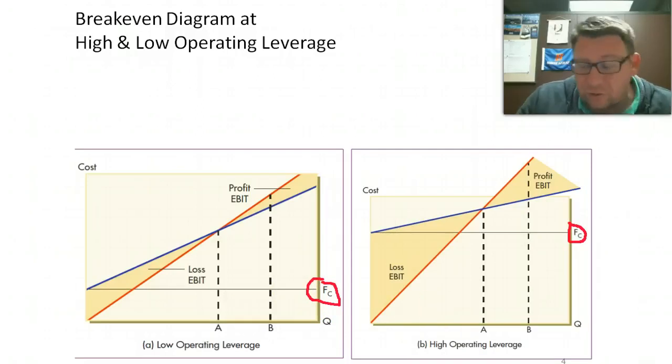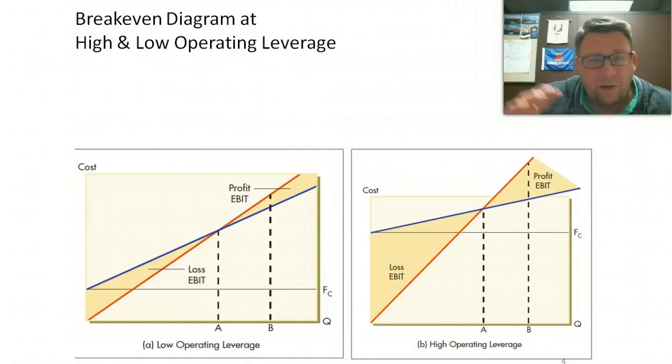So as a general rule, firms that are highly automated tend to have high operating leverage. Think of a ski resort as a good example. If they have a lot of snow and people are going there, they can have a very profitable year. If they have no snow and people aren't going there, they can lose a lot of money because most of their costs are already spent, their fixed costs.